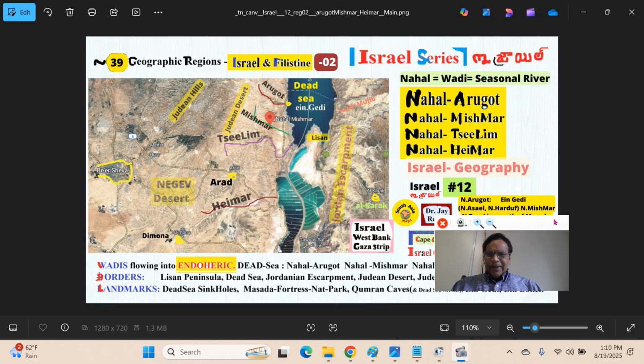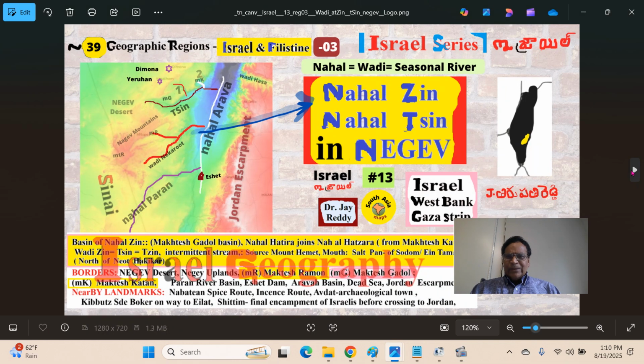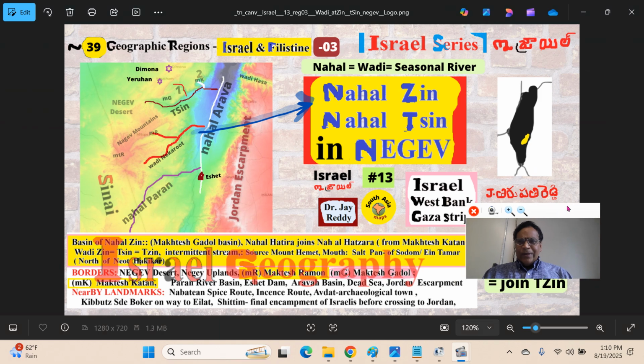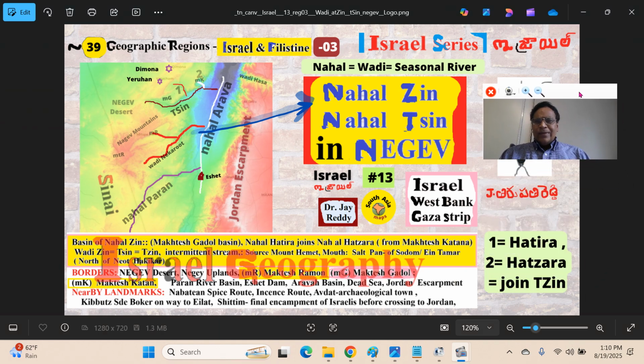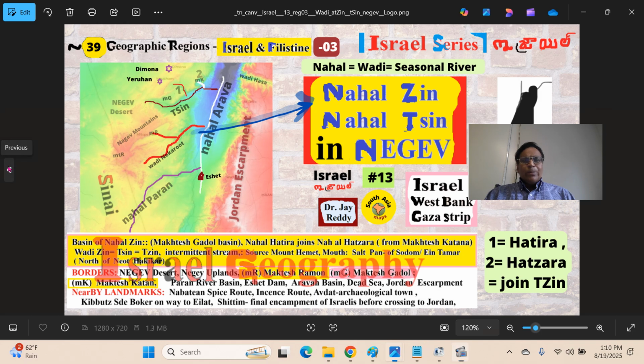In the next presentation, we will be exploring further the very interesting Zin Valley, that is surrounded by the basin of the Nahal Zin, Nahal Sin in the Negev desert. Overlooking the Zin Valley, there is Yeruham town and Sde Boker, where the first premier of the State of Israel, David Ben-Gurion, originally a Polish immigrant, spent a lot of his final days and made his home. So we look at that in the next presentation.